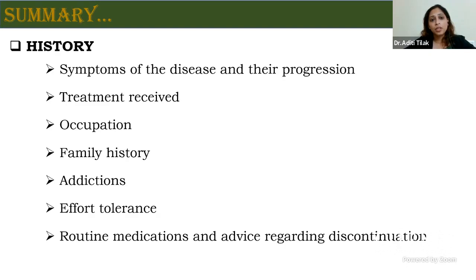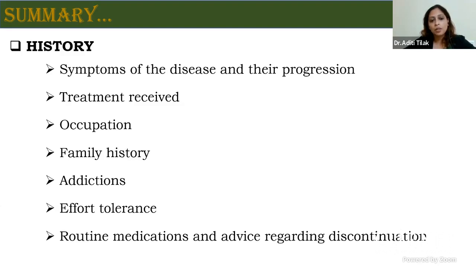When we take the history of cancer patients, we want to know the symptoms of their disease, how they've progressed, what is the treatment that the patient has received, and how they've responded to that, whether there have been any complications of the same. How much is the patient able to do in their day-to-day life? This gives us information about their effort tolerance and cardiorespiratory reserve. Questions about occupation, family history, and addictions will help us understand the why of cancer because they play a big role in the pathogenesis of certain tumors.